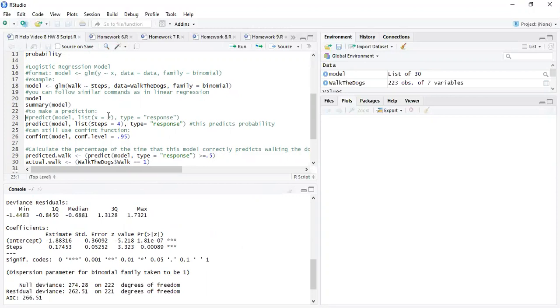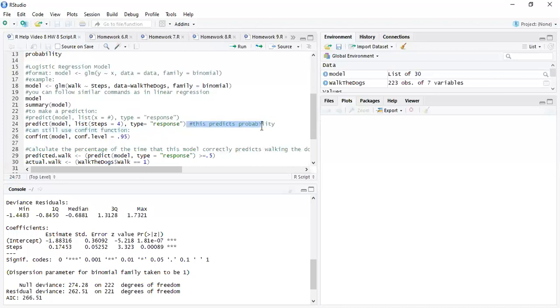If you want to make a prediction, you use the predict function: predict, model name, comma, list, whatever your x is. So here it's steps. Make sure you don't write your y here, put your x equals however many steps you want it to be, comma, type equals "response". Make sure your response is in quotation marks.